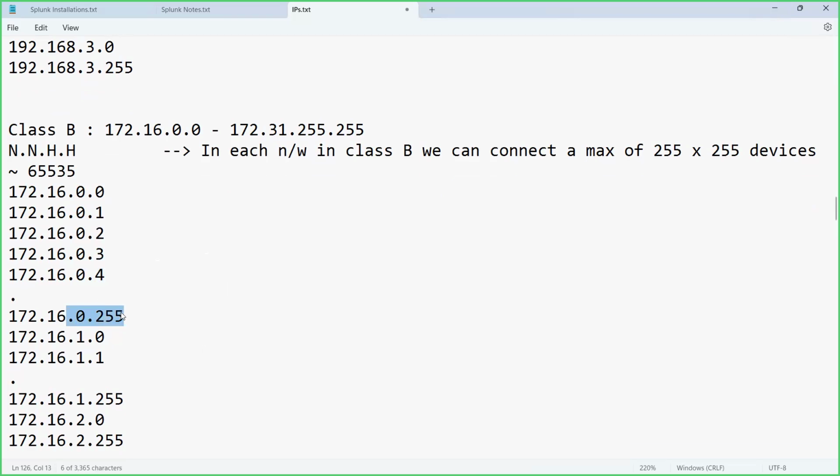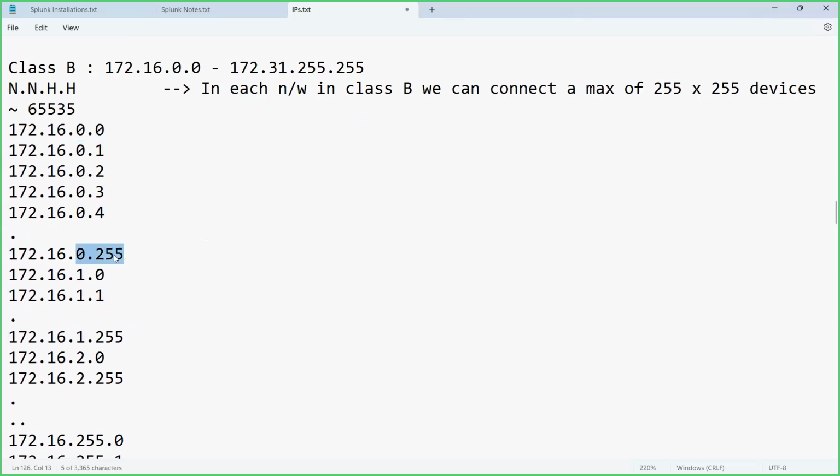After 0.255, this 255 cycles back to 0 and the next 0 changes to 1. So now there is 1.0. Now please note, both these portions are host portions. So when it changes from 0.255 to 1.0, they're still in the same network. Here the network portion is defined only by the first two octets. So as long as 172 and 16 are the same, all of these devices can communicate with each other. So after 0.255, 1.0 is just the next IP in the same network.